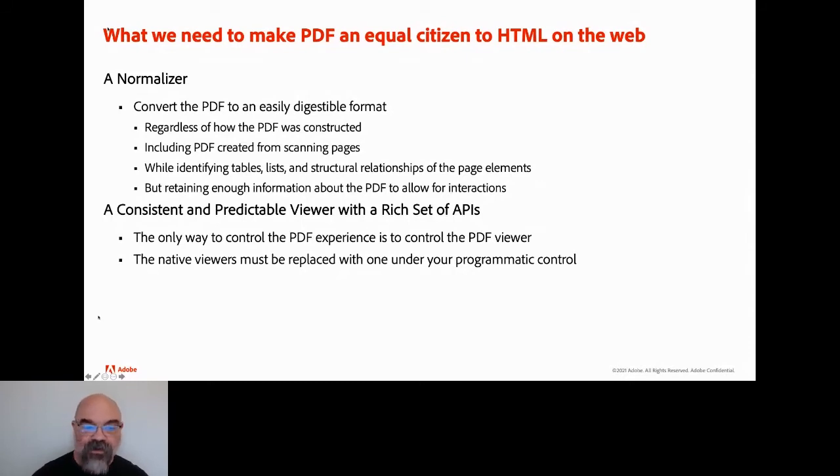But what we also want to be able to do is retain enough information about the PDF file using that tool to allow for interactivity. And then, of course, you need a consistent and predictable viewer with a rich set of APIs. And I know this might be another shocker, but I think Embed API is actually the way to go with this, because the only way to control the PDF experience is to control the PDF viewer itself. That way, by replacing the native viewers with one that you can control, you have complete programmatic control over what that experience is. And I'll show you that really during the demo.